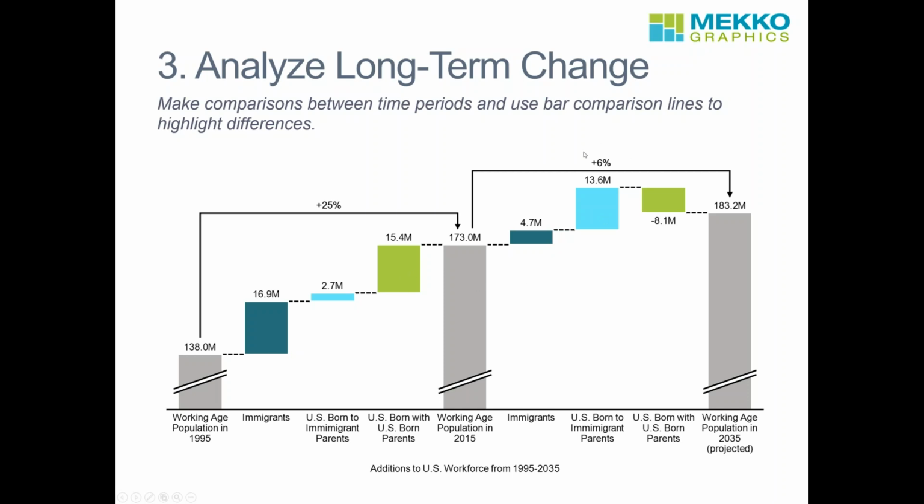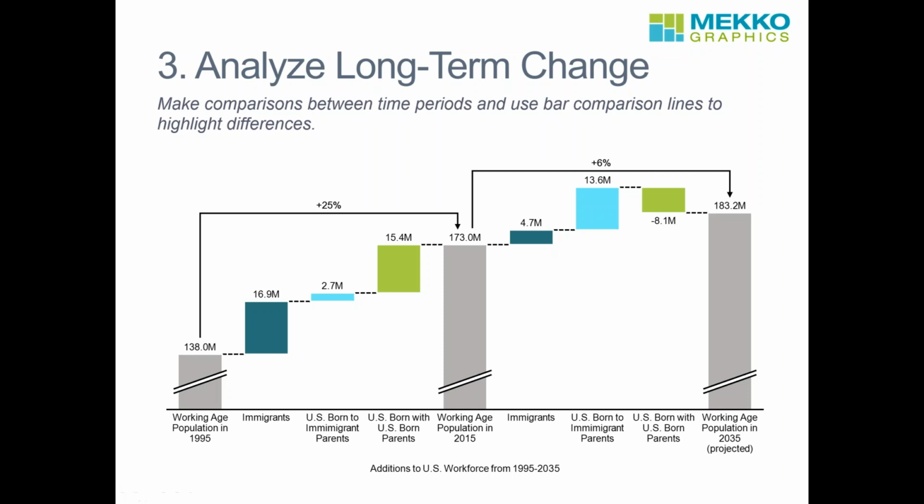And then I'm looking at projected change. So here I'm looking at growth between 15 and 35. And here that growth is going to be less, as you can see in the two bar comparison lines that I added with the percentages in them. And the change in growth is much more focused around US born to immigrant parents, and much less on the other two categories.